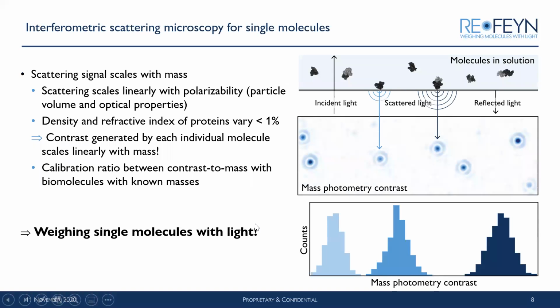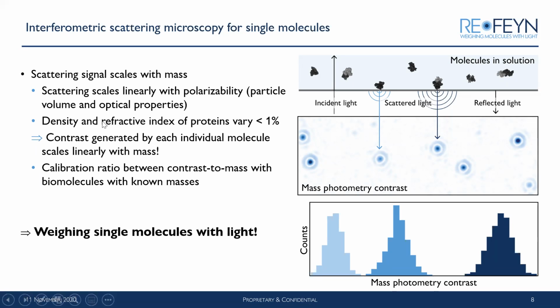Okay, so what we have here is interferometric scattering microscopy for single molecules. As I said before, we have those particles, they come to the surface and only then they scatter light, and their scattering amplitude is proportional to their mass. And we can quantify and basically create this histogram of mass photometry contrast.